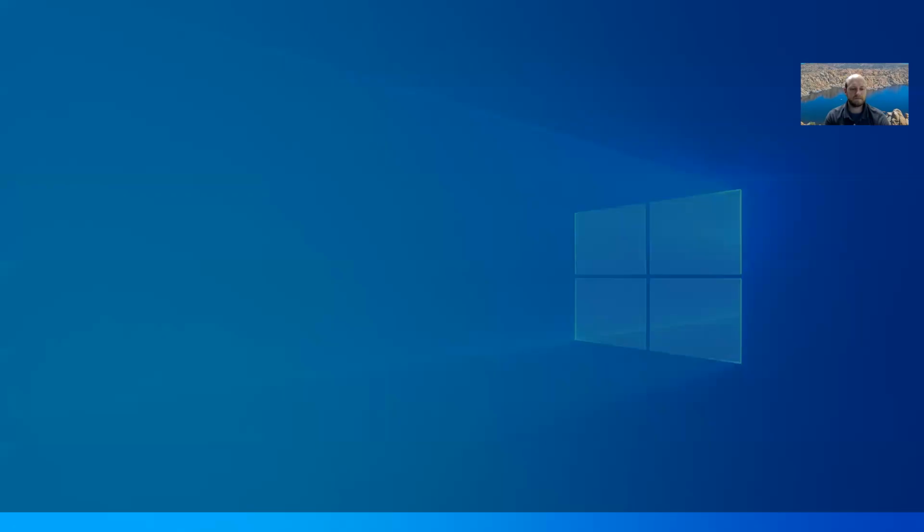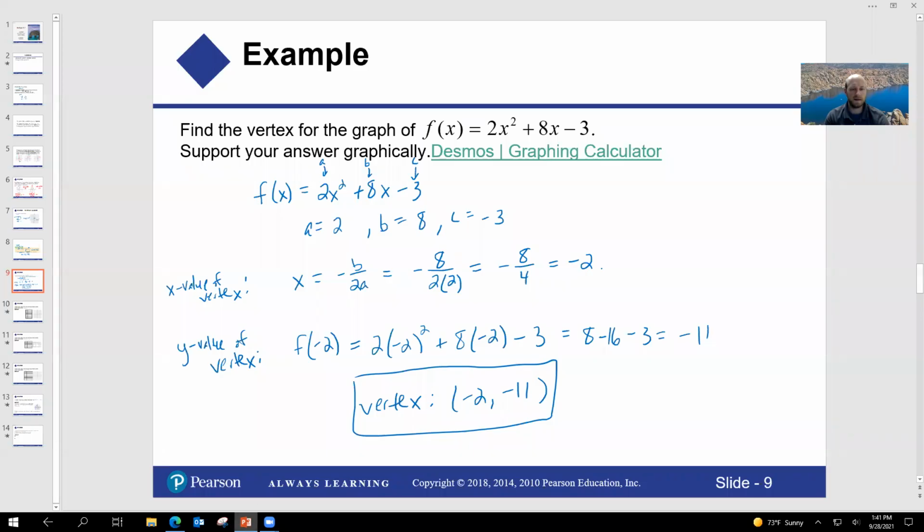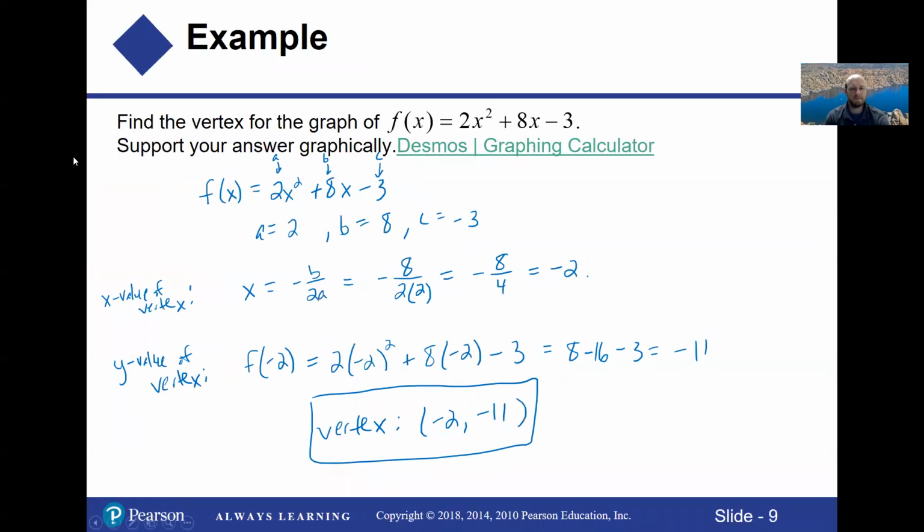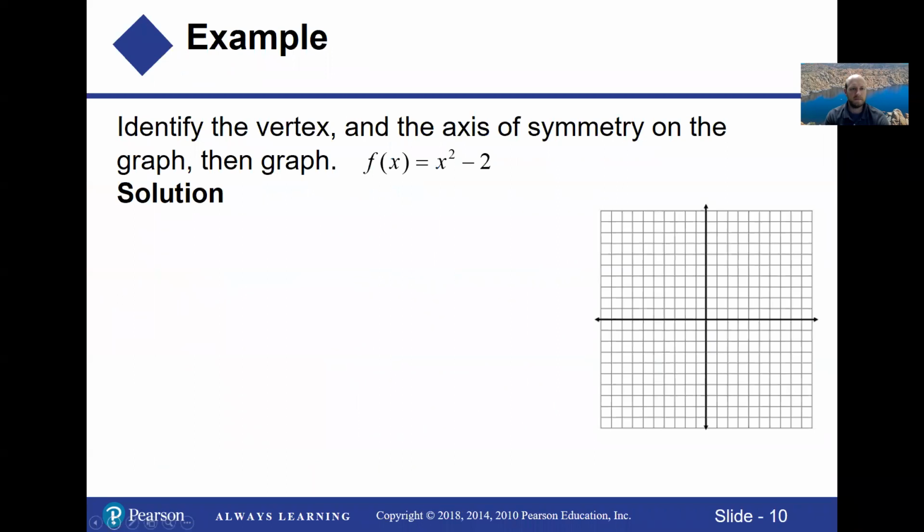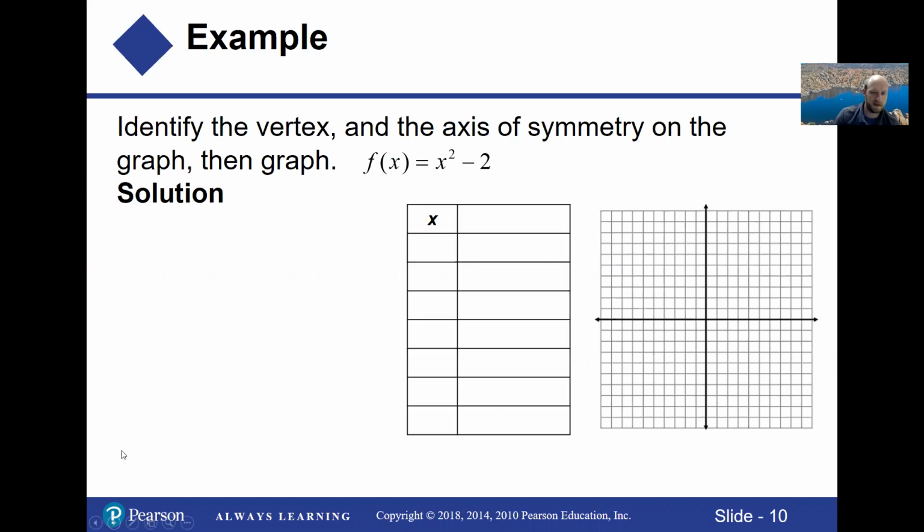But let me go back to the PowerPoint and kind of get back on track here and continue on. So let's do it again. In this case, what we're going to do is try to identify the vertex, the axis of symmetry on the graph, and then we're going to graph this. So basically what I'm doing here, let me see if I click ahead. Yes, I did include a table. So another way to do this is to kind of make a table.